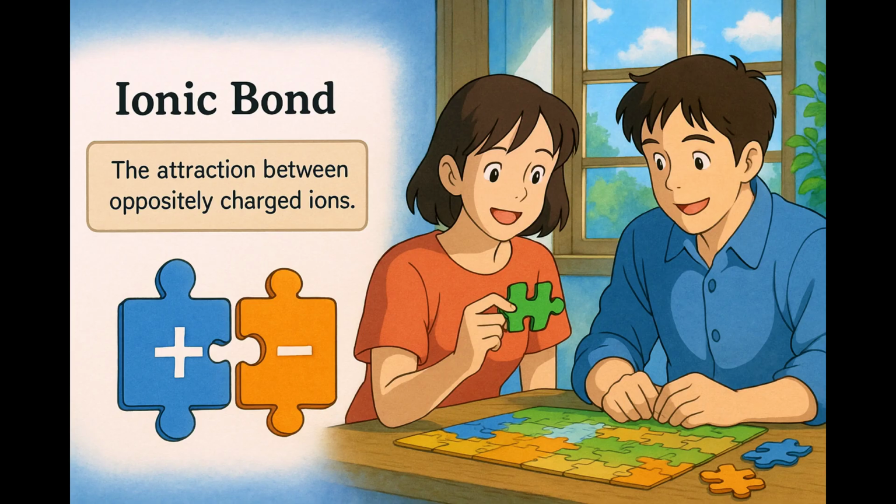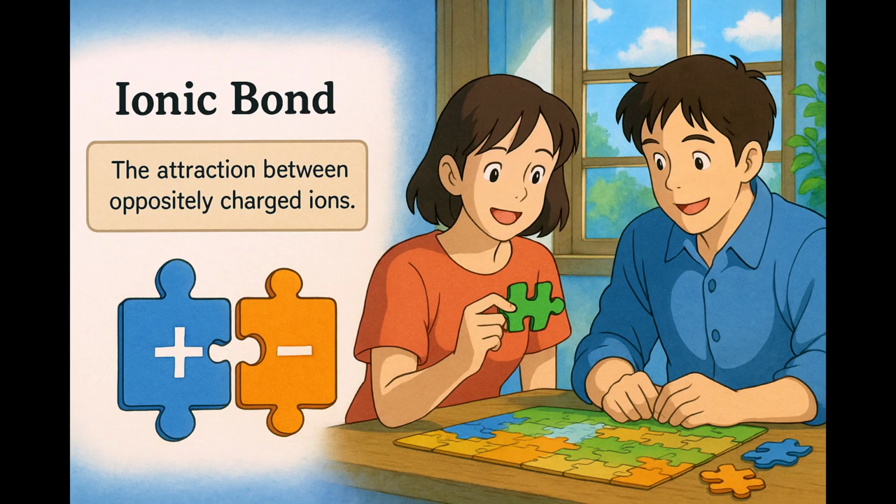Imagine trying to fit the right puzzle pieces together, where only specific shapes can connect to complete the picture. This is similar to how ionic bonds work, where oppositely charged ions are like puzzle pieces that naturally attract and fit together due to their complementary charges.